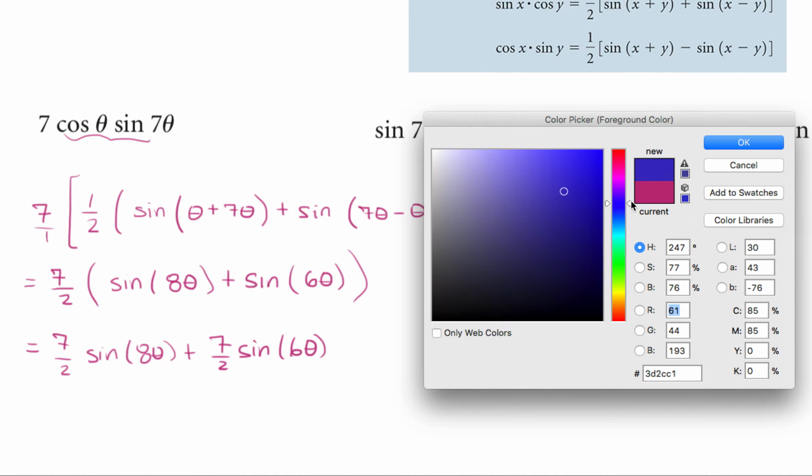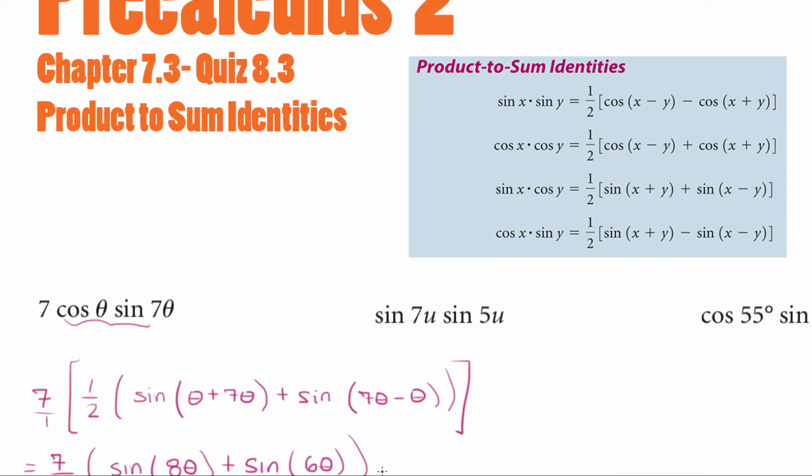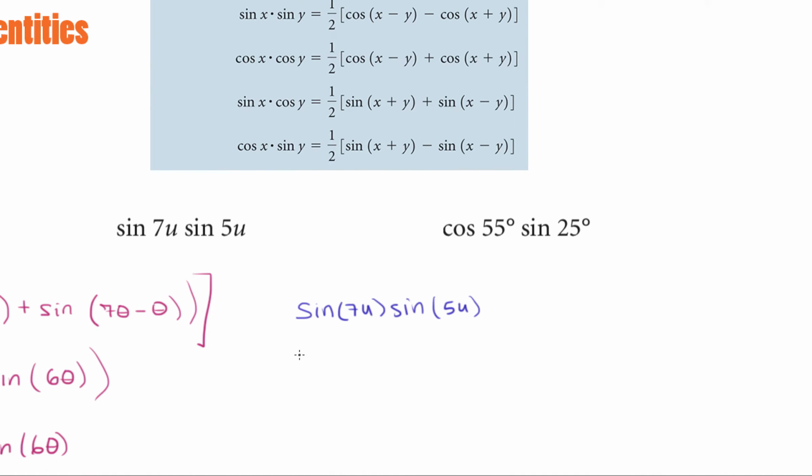For the second one, which one relates only sines? The first one. So we have sine of 7u, sine of 5u, and that's equal to 1/2 times cosine of 7u minus 5u minus cosine of 7u plus 5u.